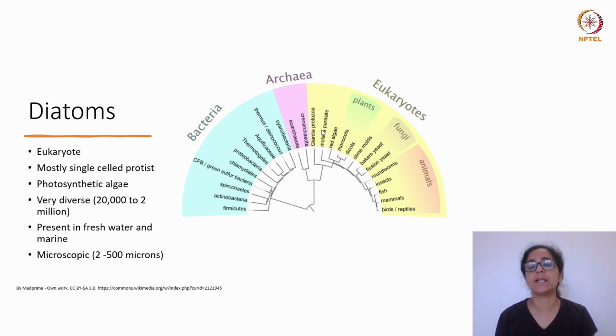But they're extremely diverse. They can go anywhere from 20,000 to 2 million species on Earth. They're also photosynthetic, and that's a very, very important function of diatoms. They are present in various kinds of water: freshwater, marine ecosystems, and even in ditches and wetlands. There, these diatoms are present.